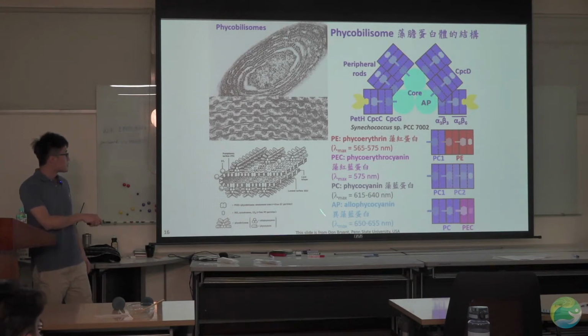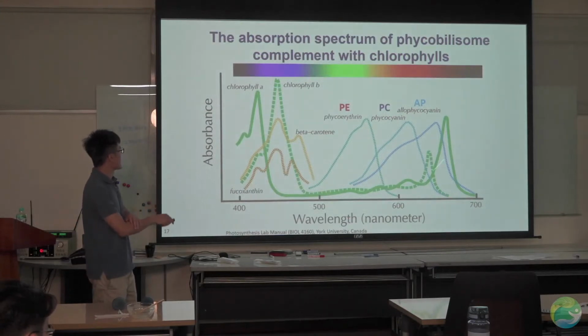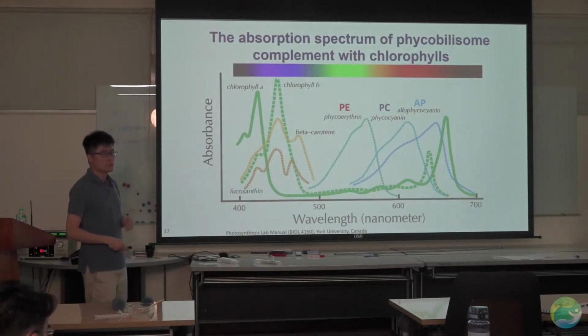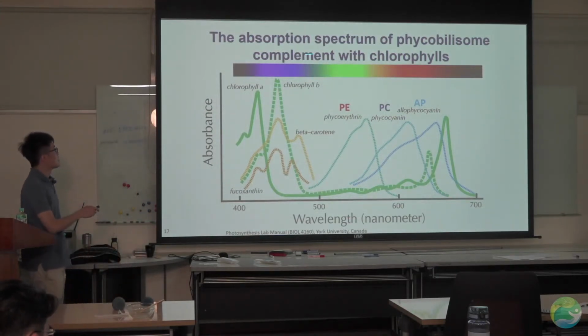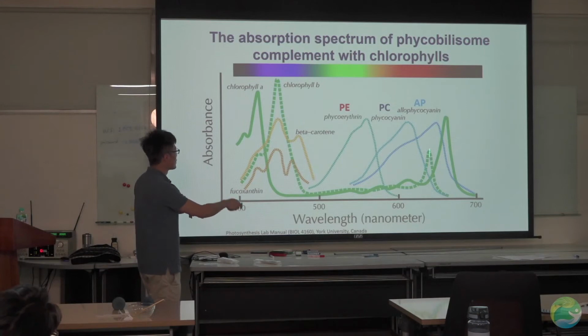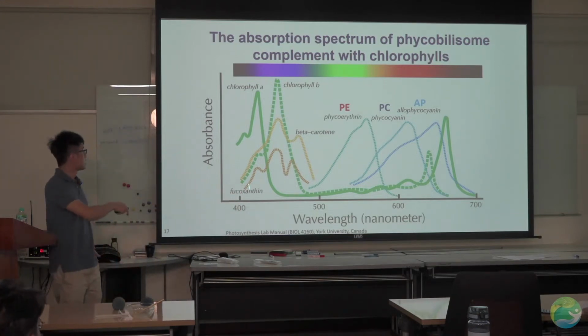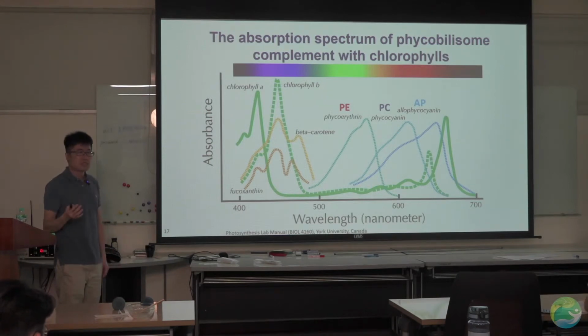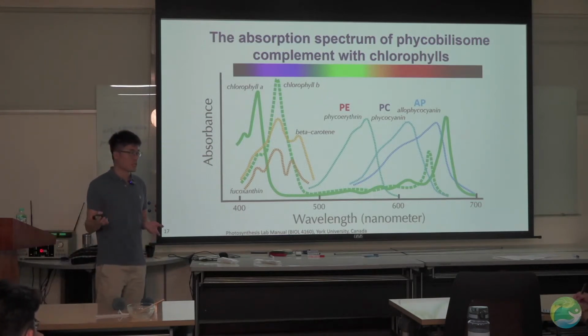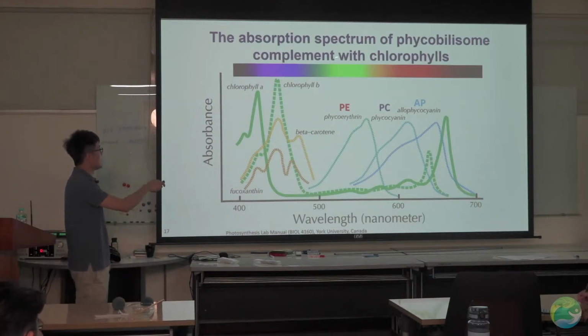So what's the benefit for that? If you look at these absorption spectrums of phycobilisomes, you can see that it complements with chlorophylls. So we know that chlorophylls harvest light in the range of red light, and green and blue light. So that's why we see plants as they look greenish, because they don't harvest green light.